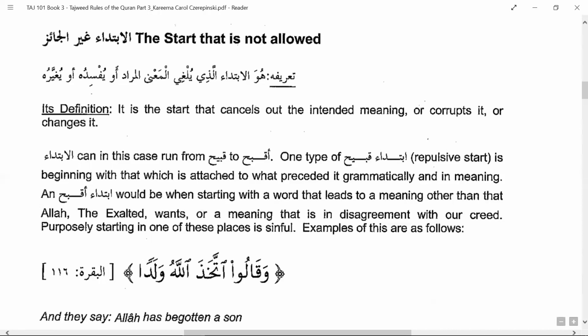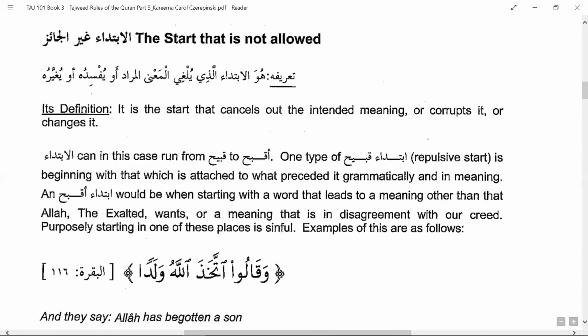Al-ibtida ghayru jaiz. Al-ibtida can in this case run from aqbah to qabih, from qabih to aqbah, meaning qabih is repulsive and aqbah is the most repulsive. One type of ibtida qabih, which is repulsive start, is when you begin with that which is attached to what preceded it grammatically. So grammatically in meaning it is attached previously. So if you start here, you are doing something incomplete. So this is not allowed.